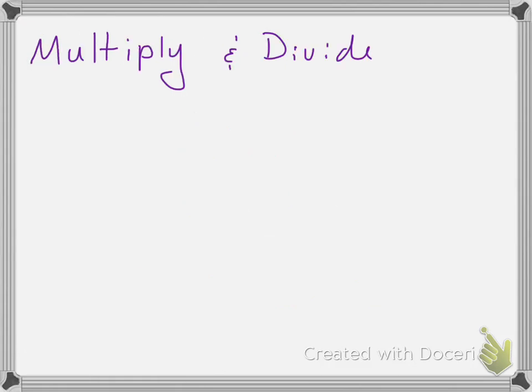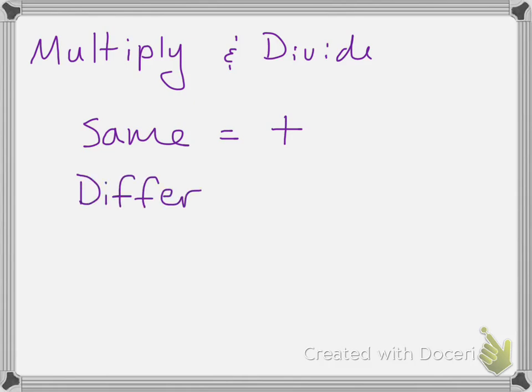Finally, the easiest for me at least is multiplication and dividing. Two rules here. If the signs are the same, it will always be positive. If the signs are different, it will always be negative. And let me spell that correctly. Signs are different, it will always be negative. So a -3 times a -2, it's always going to be a positive, and it's a 6.